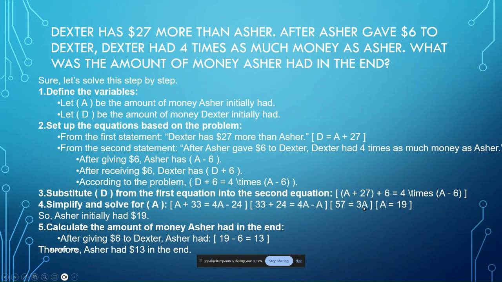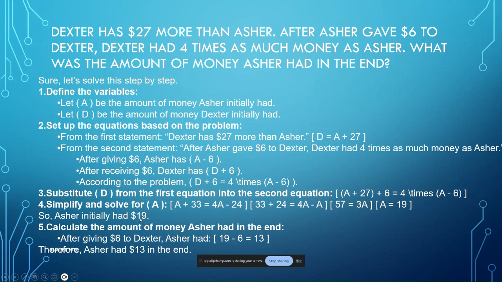Now I can divide, right? So to find A, 57 divide 3. So I get 19. So A now is 19. So A is the amount of money Asher initially had. So Asher initially had 19.